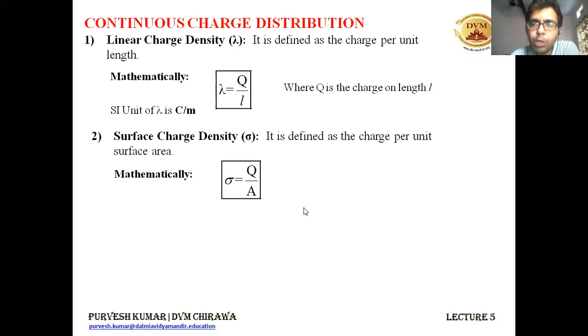is volume charge density. Before going towards the volume charge density, I should tell you about the SI unit of this sigma. And yes, Navidita has asked a question, so let me answer her first.